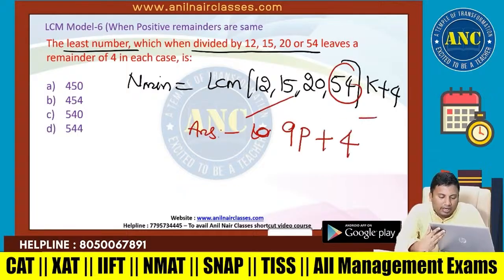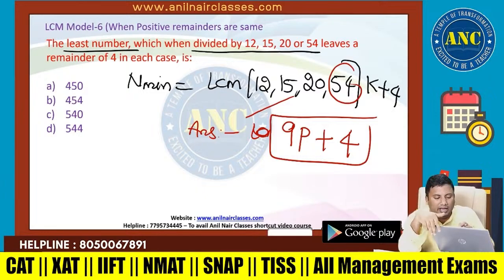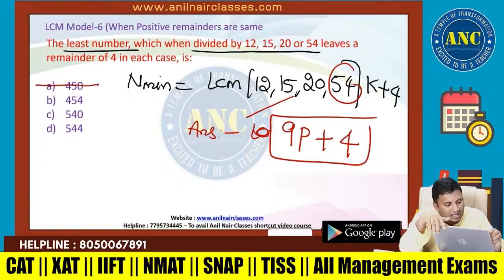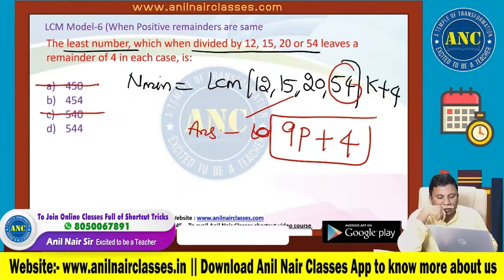The answer should be of the form 9p plus 4. If one number's digital sum is 9, and you take the LCM with any other numbers, the answer's digital sum will be 9. So the answer is 9 into something plus 4.